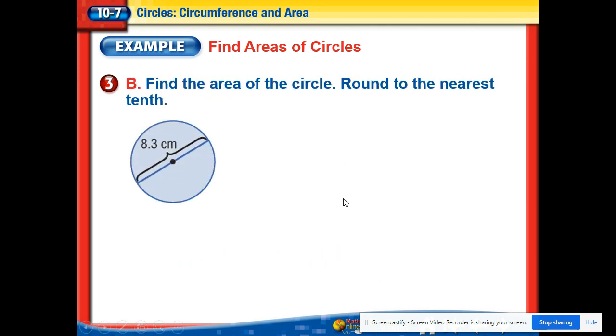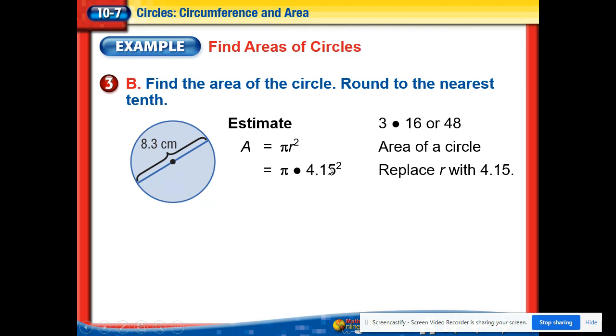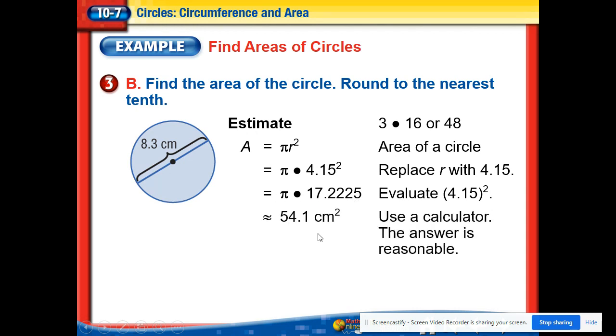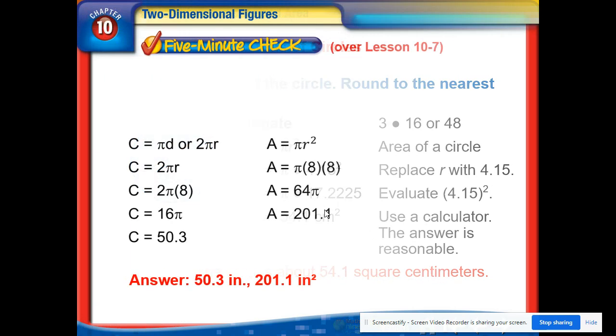Let's try another one. Now notice what happens here. They have the diameter. Diameter does not help us with area of a circle, so we're going to have to cut that in half. Again, we can estimate that. But notice it's 4.15 that we're doing. We take this 8.3 and we divide it by 2, which is 4.15. Now 4.15 squared is 17.2225. And then we multiply that by pi for 54. So about 54.1 square centimeters.